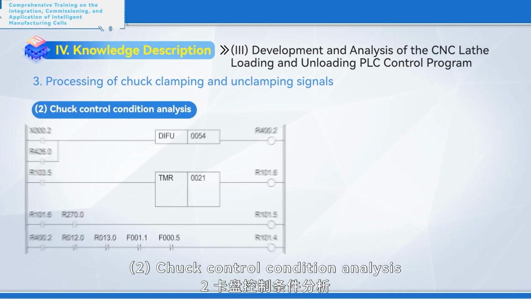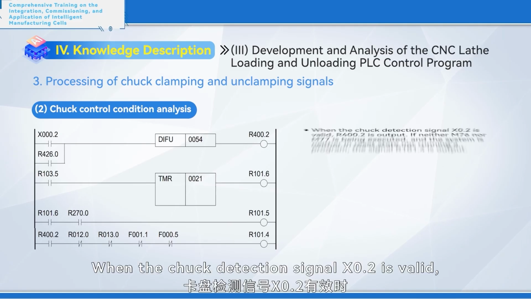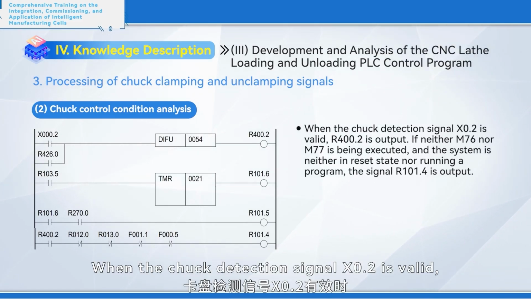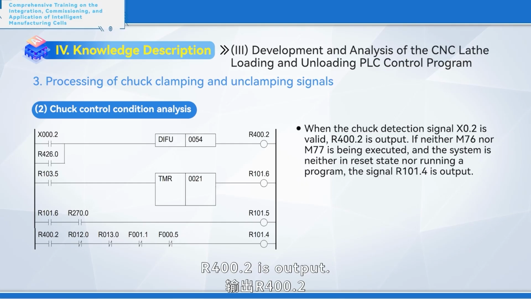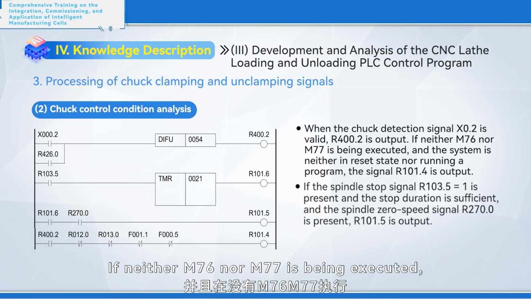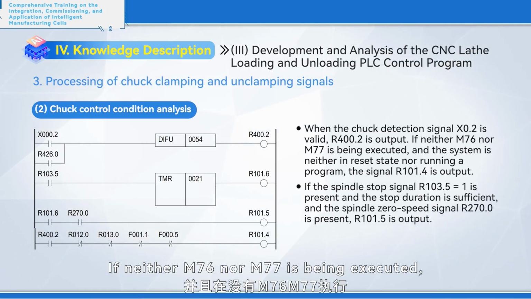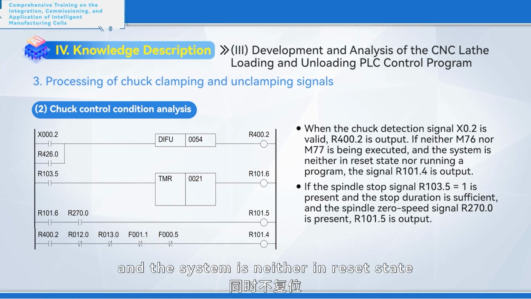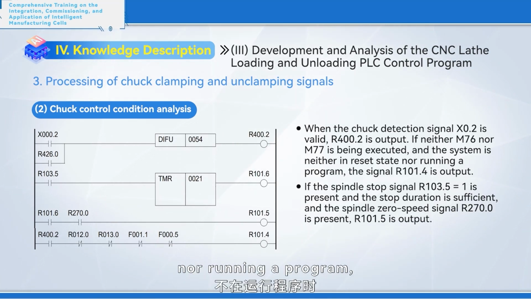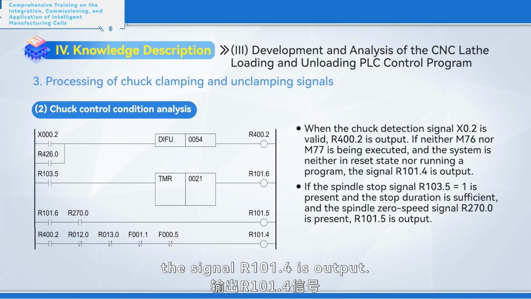2. Chuck control condition analysis. When the chuck detection signal X0.2 is valid, R400.2 is output. If neither M76 nor M77 is being executed, and the system is neither in reset state nor running a program, the signal R101.4 is output.